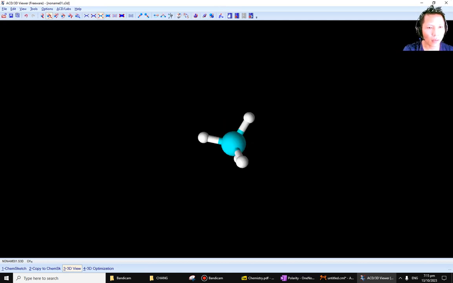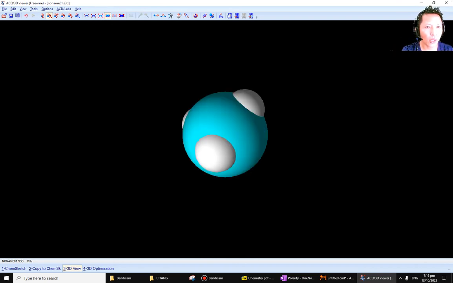See? So it's the same. So we have the same structure of CH4. It looks like this in three dimensions. Actually, it looks more like this, like that. It looks more like that.